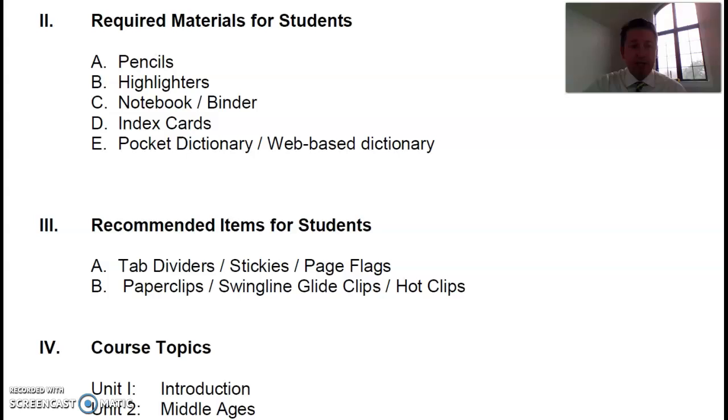Also, I think it's useful to have certainly a binder, as I will be giving them a number of handouts and supplemental materials. I also do have a provision for an electronic notebook, which I'll talk about a little further down on the syllabus. Other than the notebook, index cards can be helpful for making flashcards. A pocket dictionary is not a terrible idea either, because inevitably students are going to come across some words that they're probably unfamiliar with, and that can certainly aid their understanding very quickly.